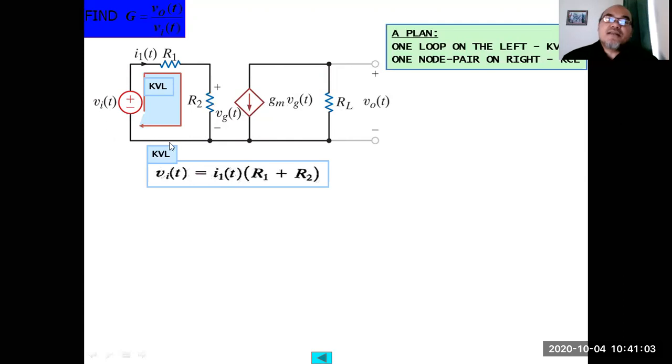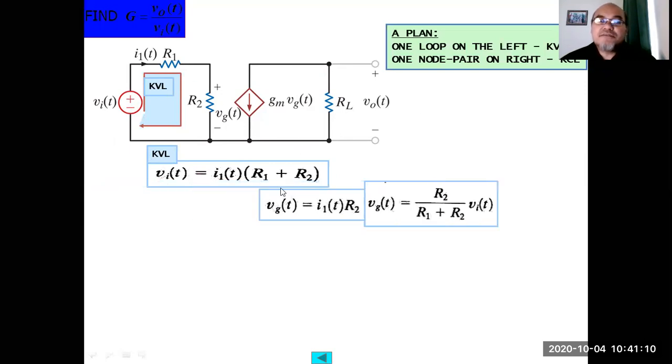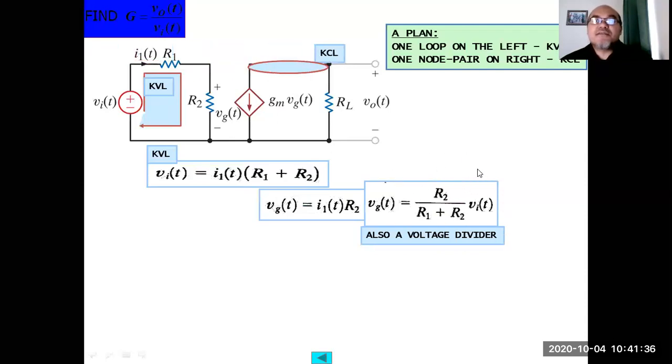Okay, so on the left side, the Kirchhoff voltage law on the left side, VI equals to I1 multiplied by R1 plus R2. Then the VG will be equals to this I1 multiplied by R2. So in other words, you substitute this I1 equals VI over R1 plus R2 into this, and it becomes VG equals to R2 divided by R1 plus R2 multiplied by VI. So basically, this is a voltage divider formula as we have known already.